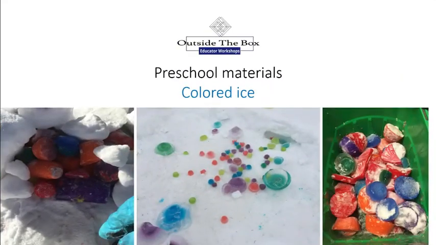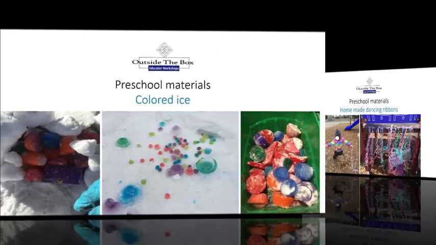When wintertime comes, add some colored ice into the outdoor space. Frozen colored ice blocks are great for counting, sorting, and treasure hunts. Children often pretend that they are gems and put them into sleds and carry them around the yard.